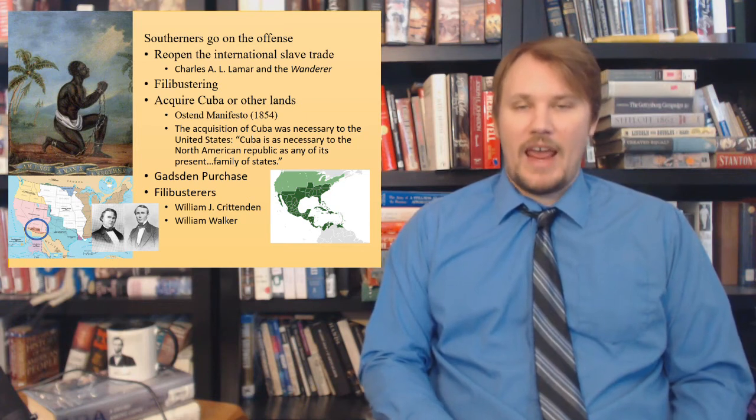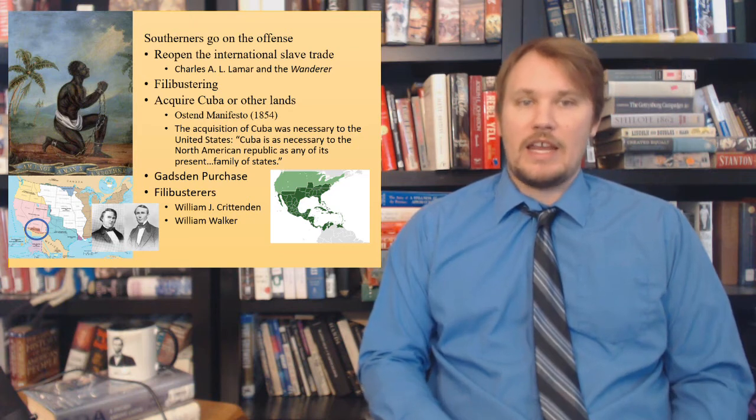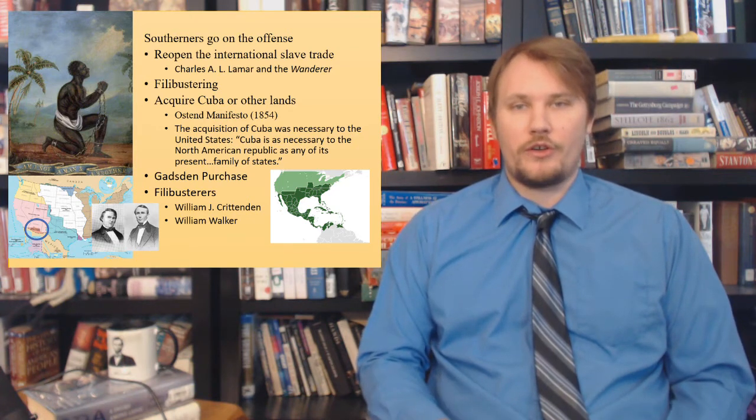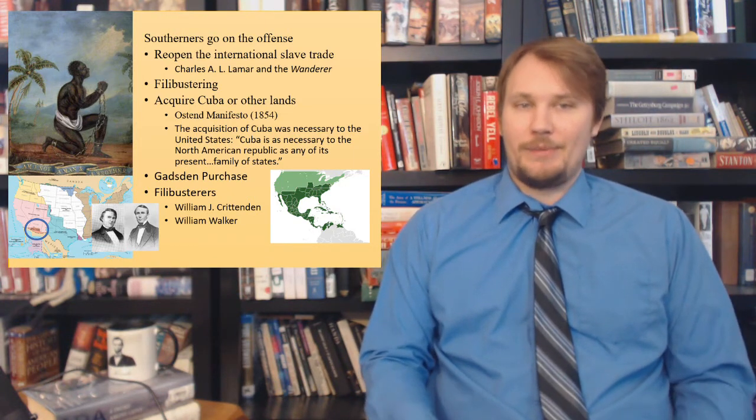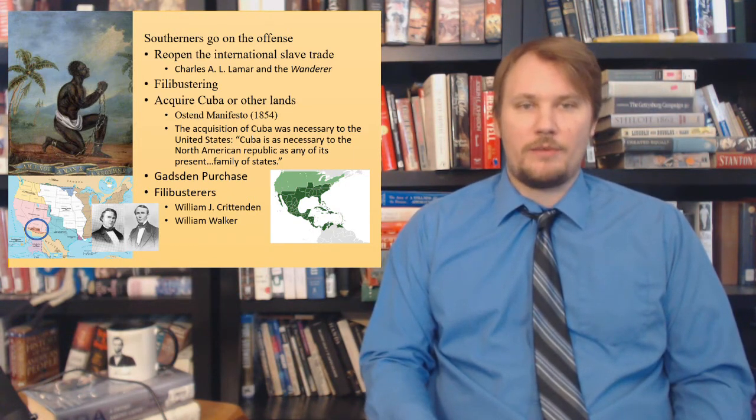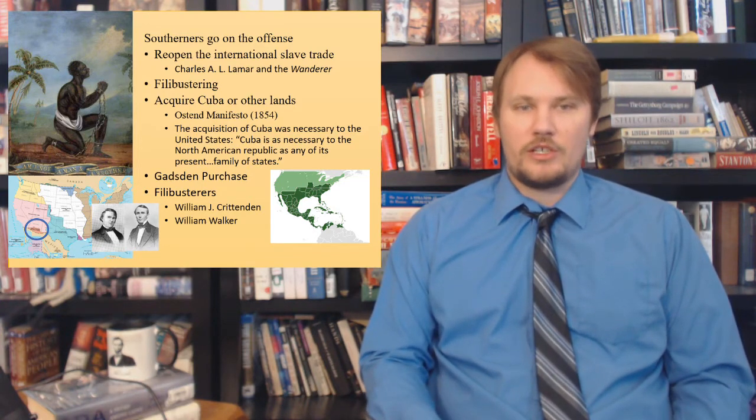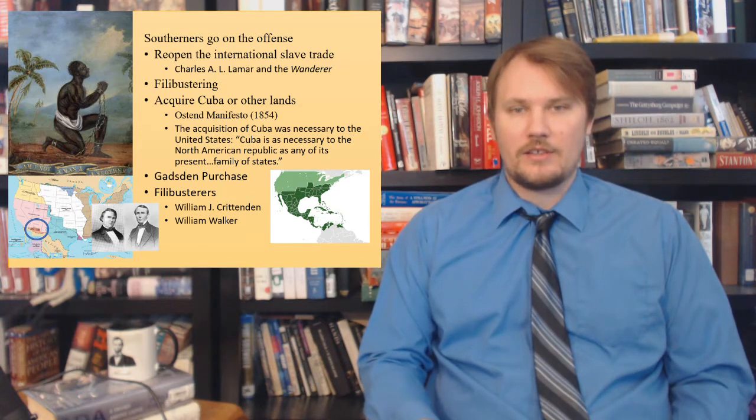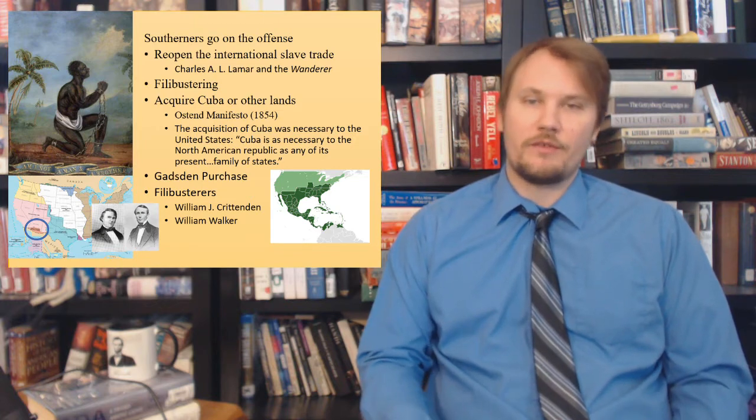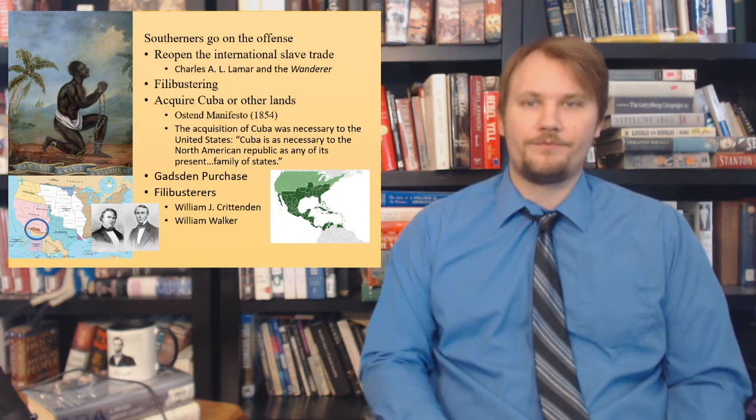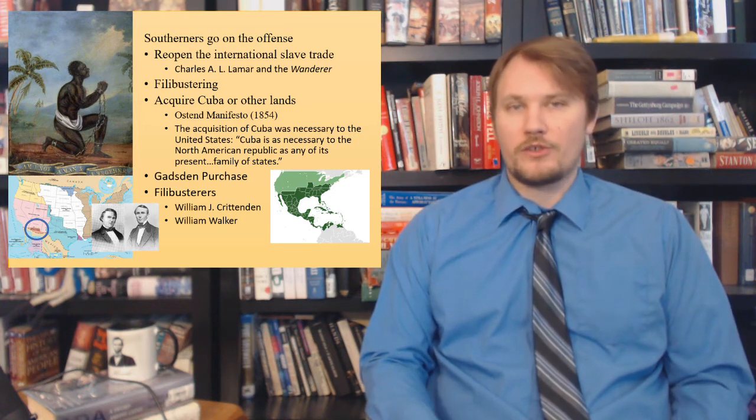There were multiple attempts to annex or conquer Cuba and parts of Central America during the 1850s. In 1853, the Gadsden Purchase occurred, in which the Pierce administration purchased a strip of land from Mexico. Diplomats within the Pierce administration announced something called the Ostend Manifesto in 1854. It said that the acquisition of Cuba was necessary to the United States. "Cuba is as necessary to the North American Republic as any of its present family of states," the manifesto read. One of the most interesting movements of the 1850s was the filibustering movement.